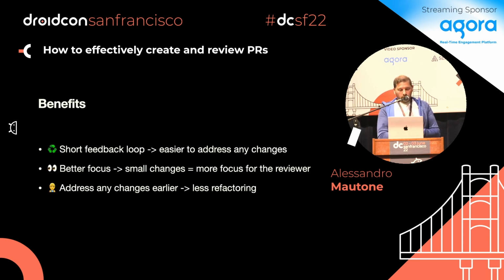So the benefits of having a small PR are, first, you have a short feedback loop, which means it's going to be easier to address any changes, because if you have 2 changes, in the worst case, you're going to have 2 feedbacks. If you have 100 changes, you can have 100 comments, and that's going to be hard to follow up for both the author and the reviewer. Then you are also going to have a better focus, especially from the reviewer's point of view, because there are small changes, so the reviewer can focus properly on what's going on in the PR. And then finally, you can address any changes earlier, which means less refactoring.